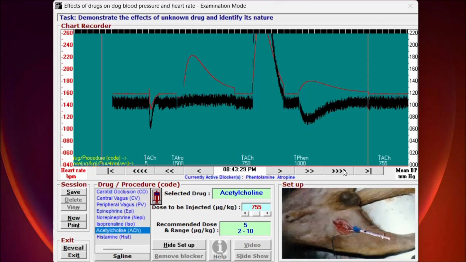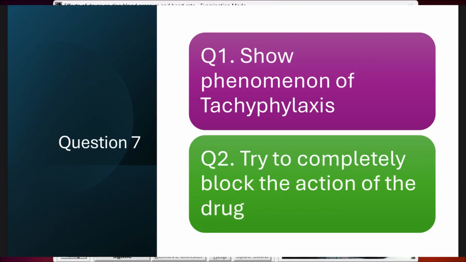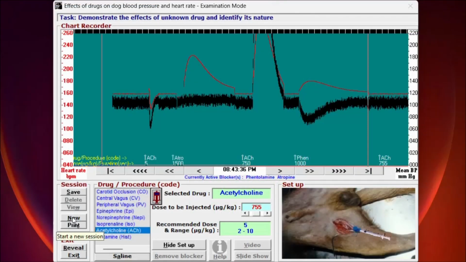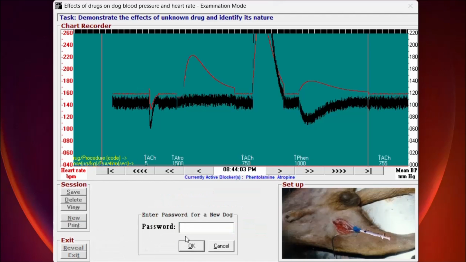Now, the next question is to show the phenomenon of tachyphylaxis and to completely block the action of that particular drug. So you know the tachyphylaxis thing. What is tachyphylaxis actually? When we are giving the same dose of the drug repeatedly, then we are getting a decrease in the response of the drug. So that is what we call tachyphylaxis, and which is the drug in this list which is responsible for causing tachyphylaxis? If you remember, the drug which was actually showing tachyphylaxis is ephedrine, right? So let's take a new slide once again.